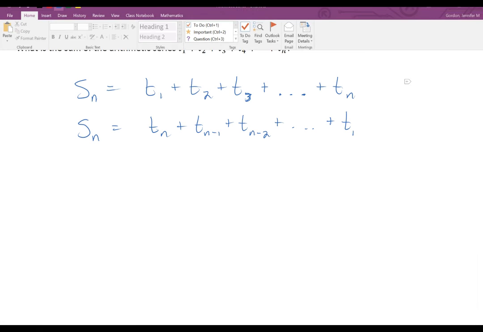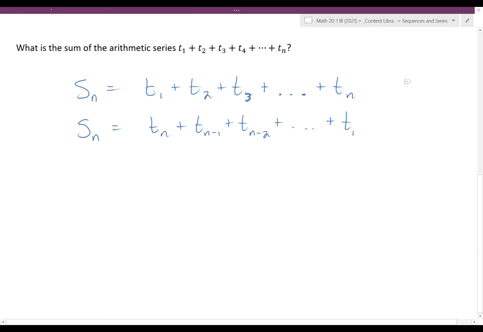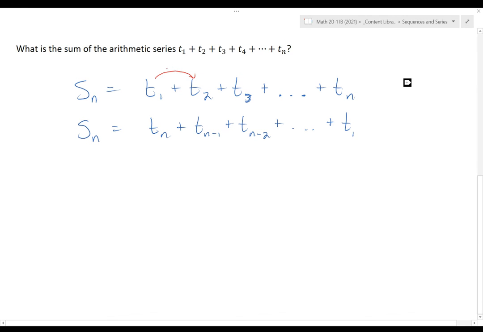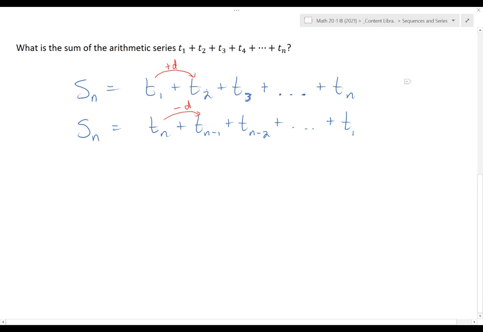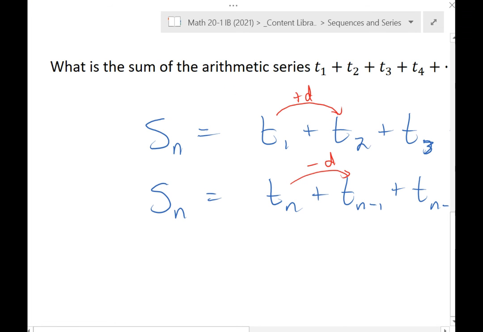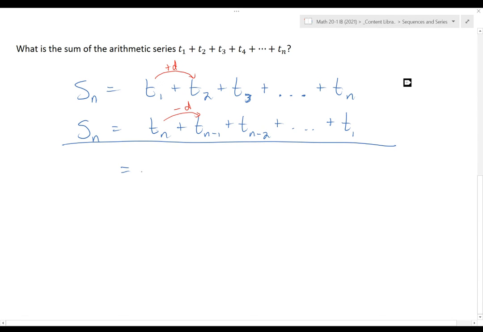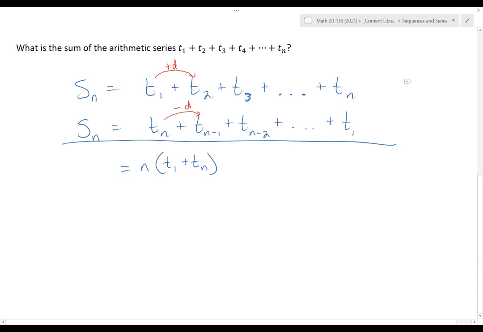The reason that this is going to keep giving me the exact same sum every time is because to go from t1 to t2, I add d. But to go from tn to tn minus 1, we subtract d. So the overall balance between the two terms stays the same. So what's going to end up happening here is that we end up with n sums, because there are n terms, that are basically just t1 plus tn, the sum of the first term and the last term. And that is 2 times the sum we're looking for.